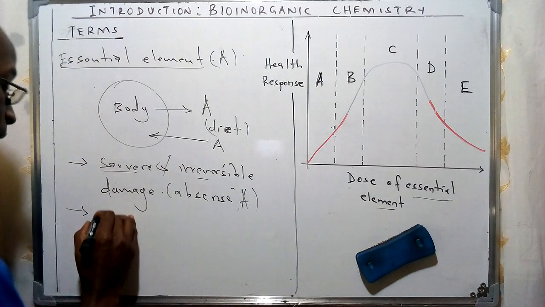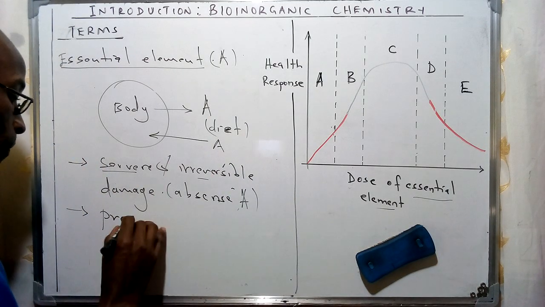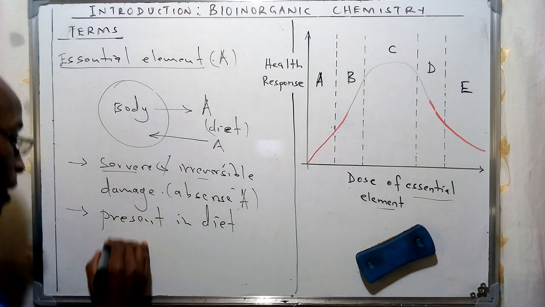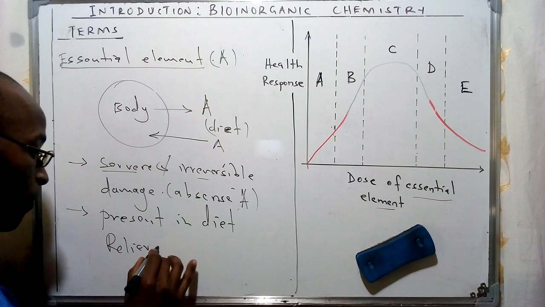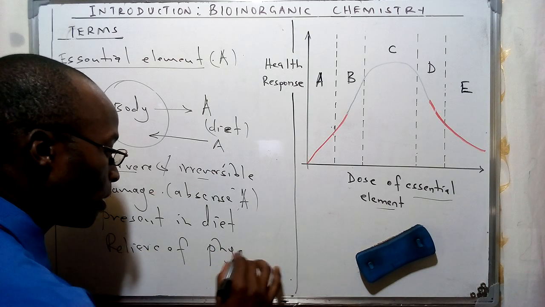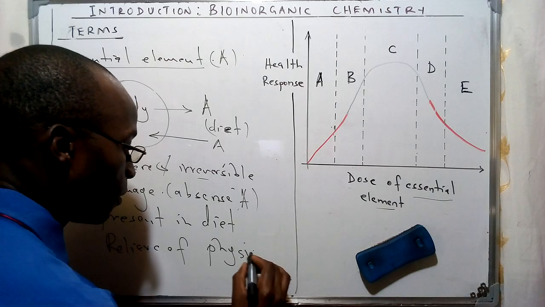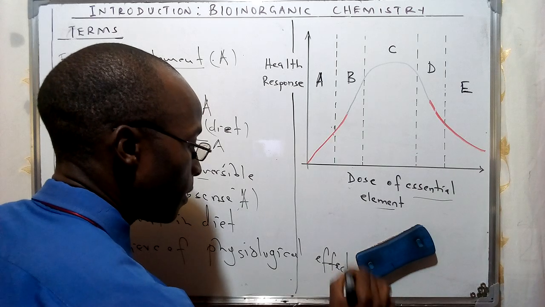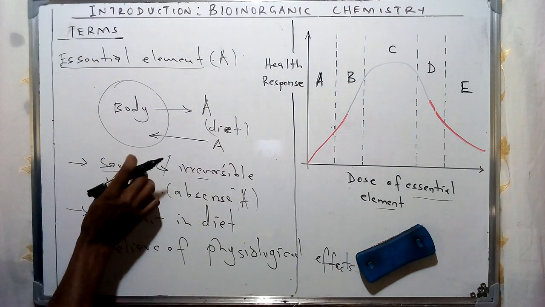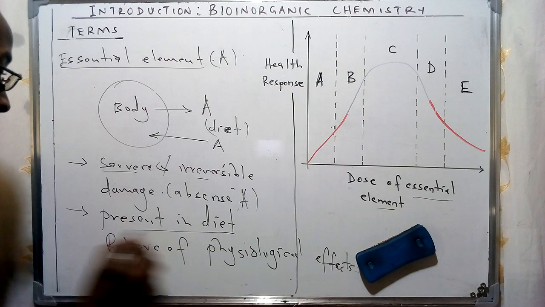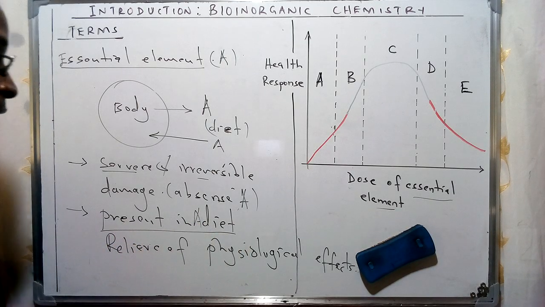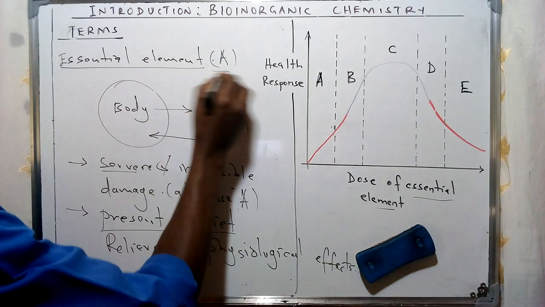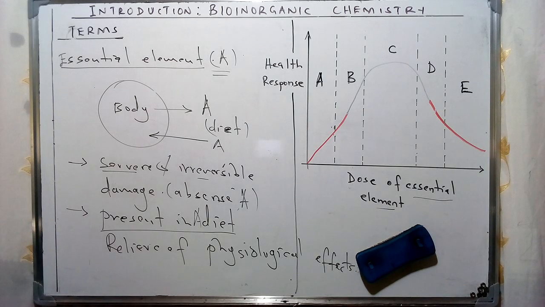And if this specific element is present in the diet, then this is going to be causing what we call a relief of the physiological effects. Particularly for this case, these are negative physiological effects, which are severe and irreversible. And therefore, the introduction of this specific element A in the diet of this particular organism is going to be relieving these physiological processes. Therefore, we are going to regard this specific element A as being essential.